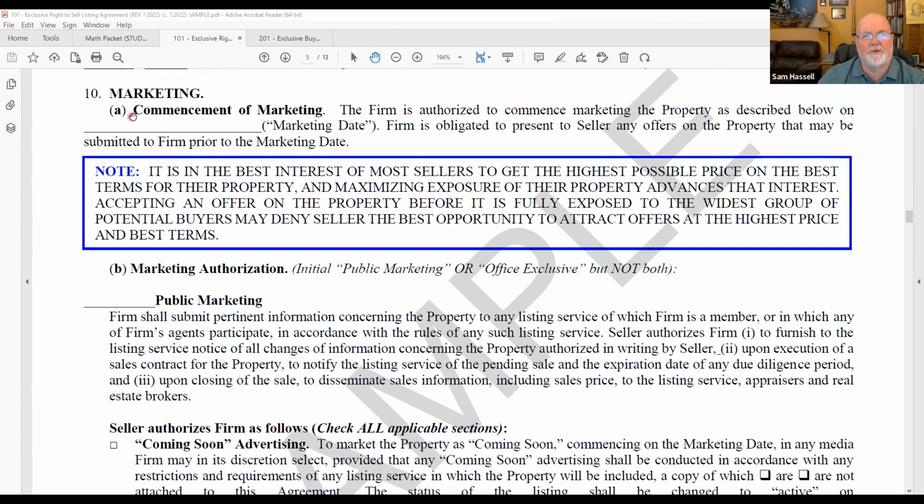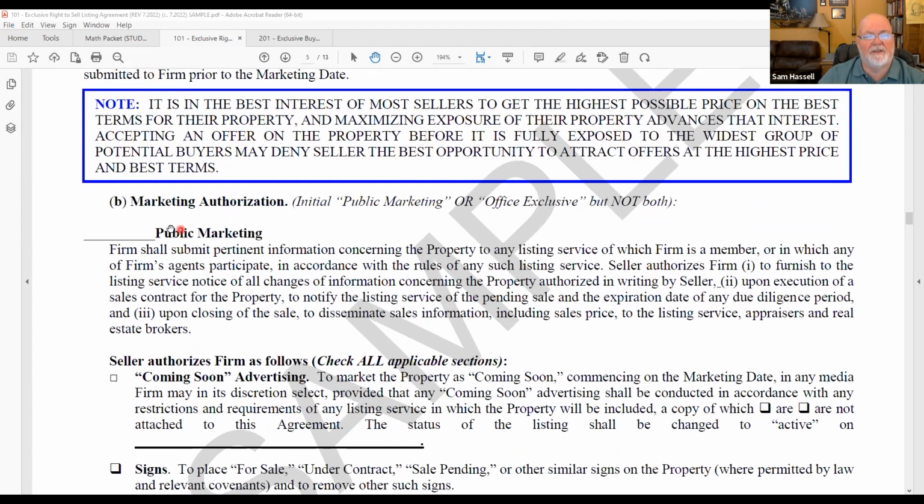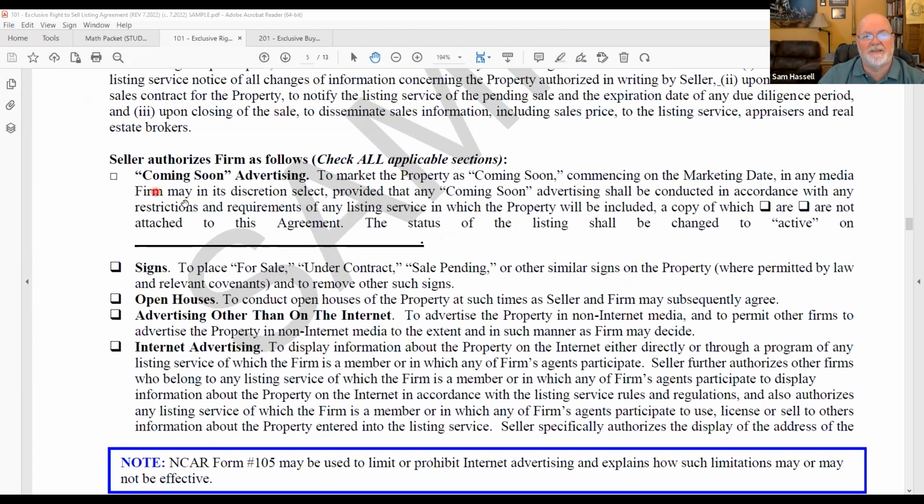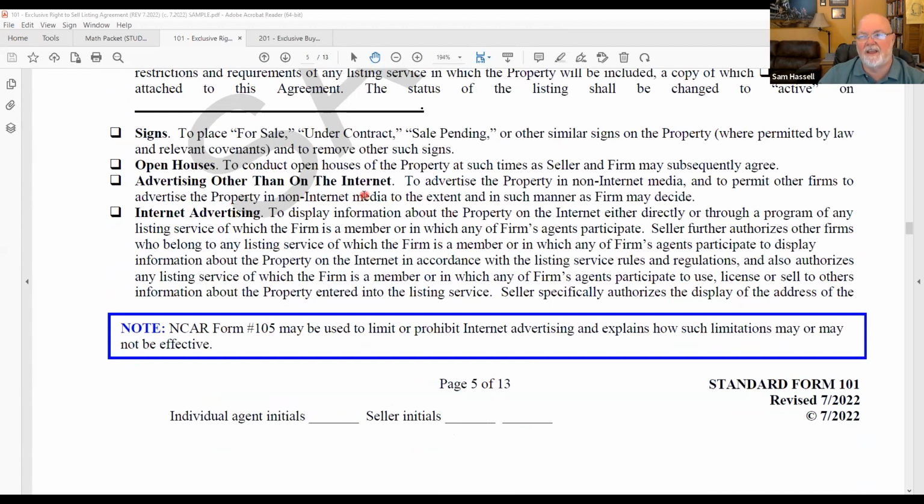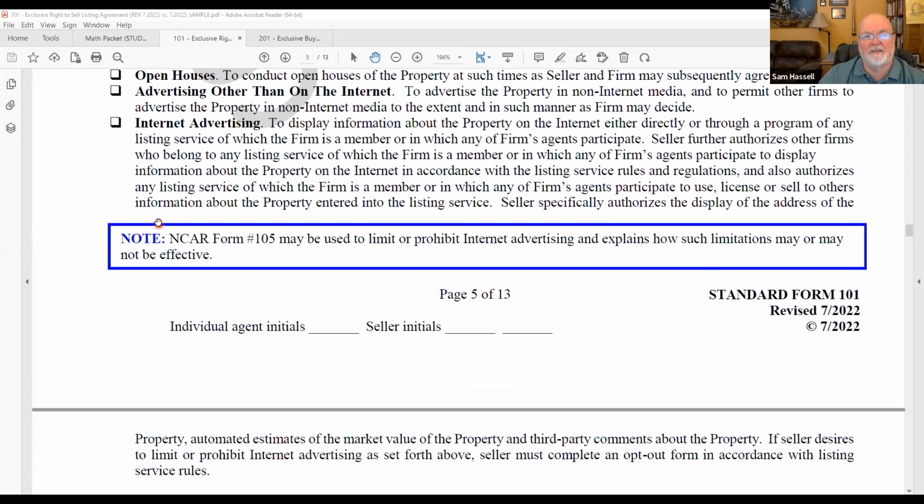We're going to market this. When are we going to start the marketing? The day we start getting the effective date, right? Are they going to allow us to do public marketing? Are they going to allow us to do coming soon advertising, place signs on the property, do open houses, advertising other than on the internet, right? Are they going to allow us to do internet advertising? So we've got to get check marks for all of these, so that we can do that.